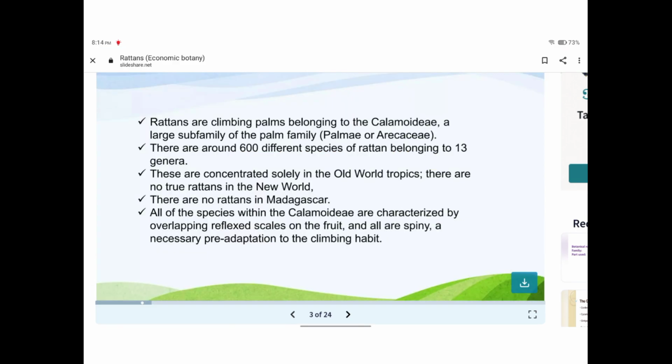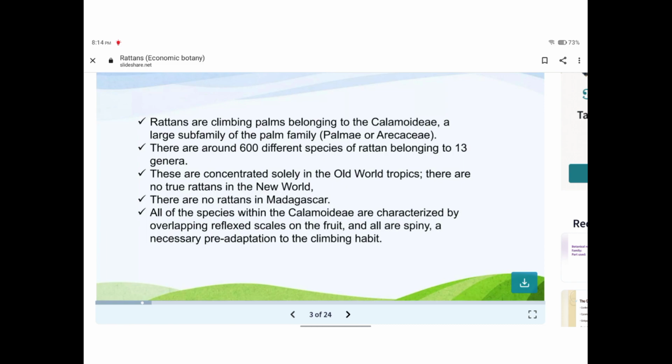So, Rattans are climbing palms. These are small trees belonging to the subfamily Calamoideae, and the main family is Arecaceae. Okay, so I hope you're getting me. So the subfamily is Calamoideae and the main family is Arecaceae.